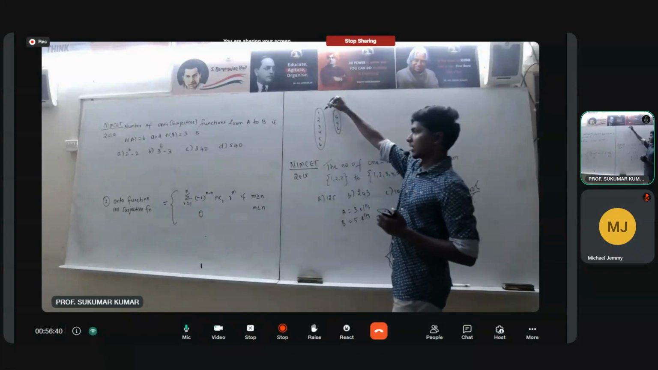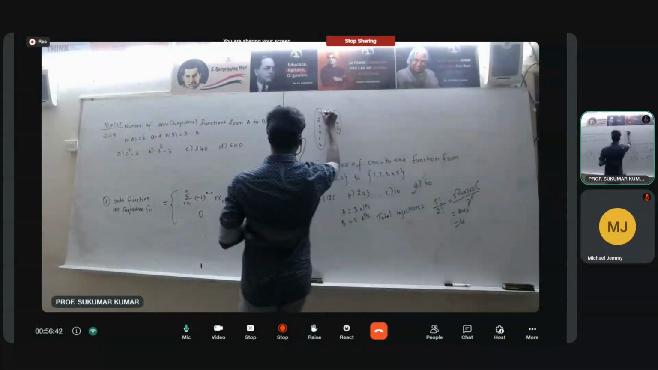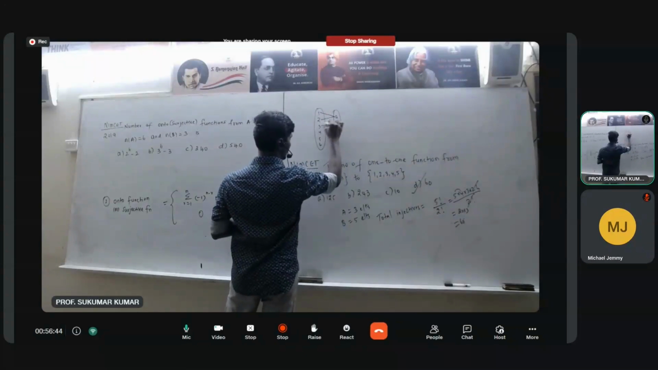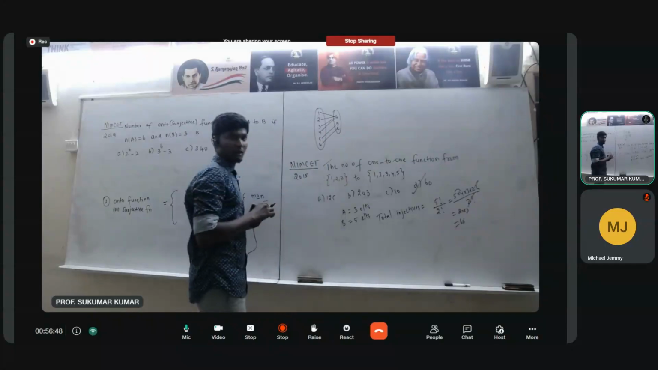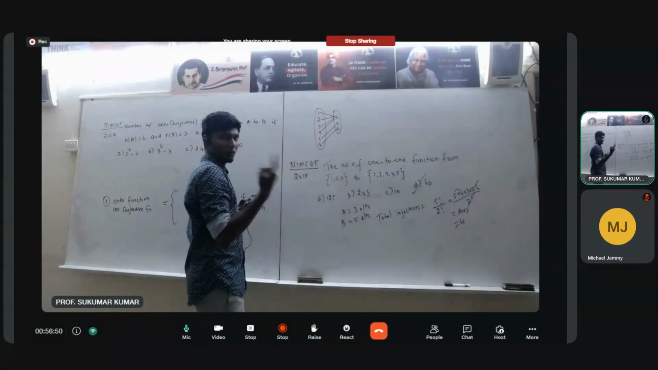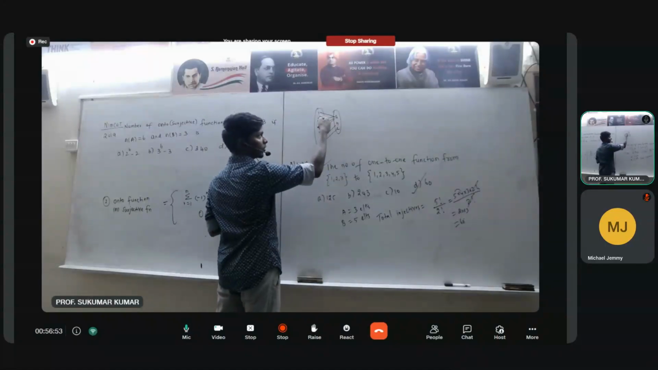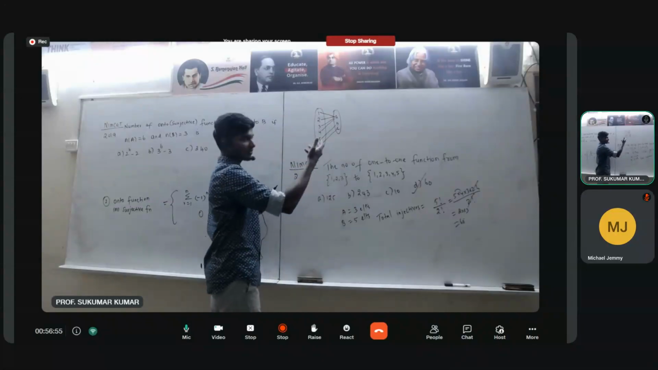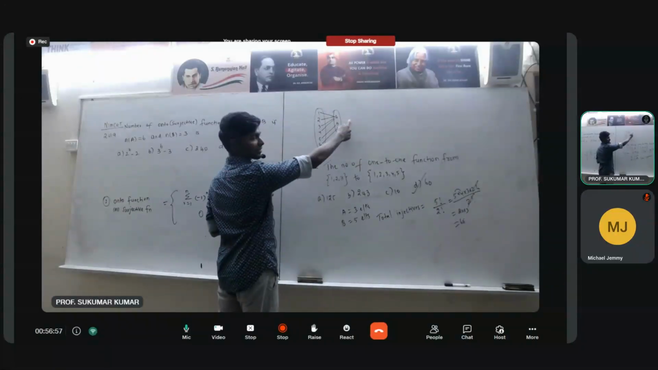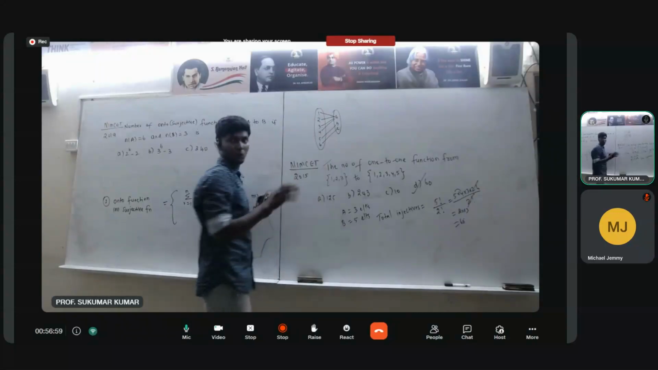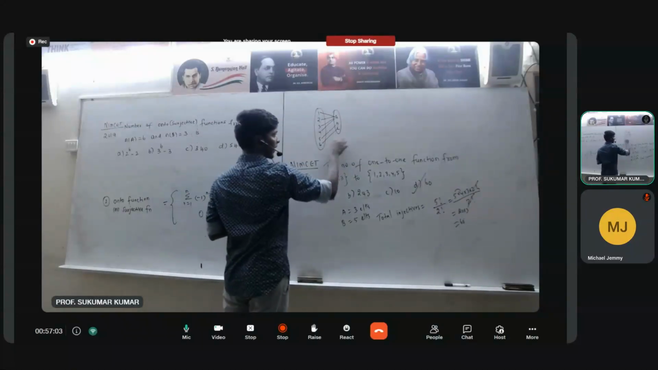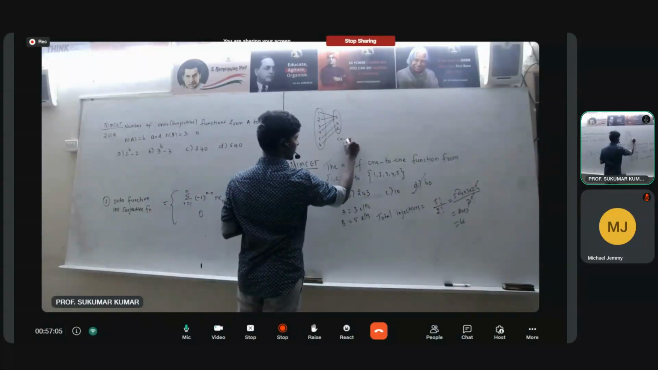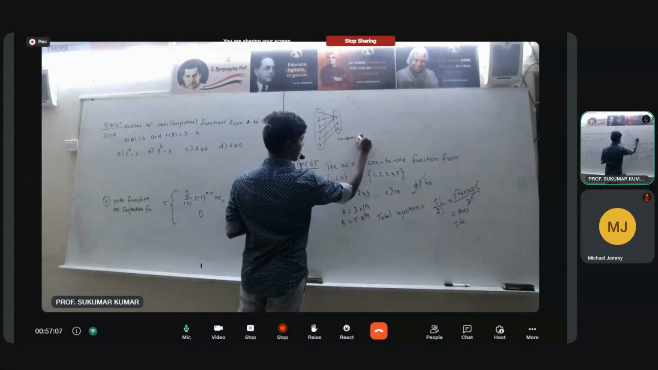And this one is mapped with A, and 2 also mapped with A, 3 also mapped with A, 4 also mapped with A, and 5, 6. This is not one-one. One-one means unique, but here 1 has image A, and 2 also has image A, 3 also, 4 also. It's not one-one. But we can say it is onto, because onto means every element of the codomain, I mean codomain equals range.